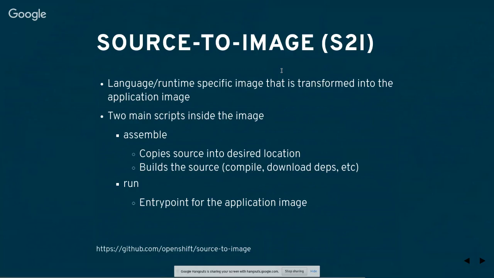So with source to image, you've got these images that are language or runtime specific, and contain the runtime and build tools for your particular application. And it's fairly simple in design. You create this image, and then you provide an assemble script, which in many cases is a bash script that compiles your source or runs your package manager to download the dependencies or whatever needs to be done. But at the end of that assemble script, when it exits with a zero return code, that image is tagged. And then run is basically going to be the entry point for that. So that's the script that will be run in your application after you start it.